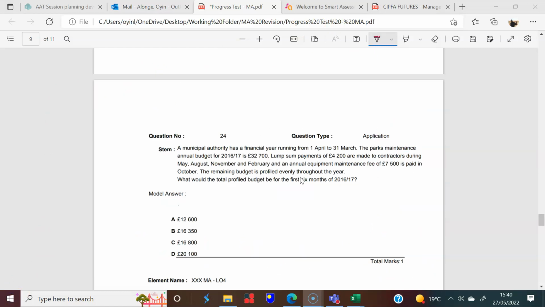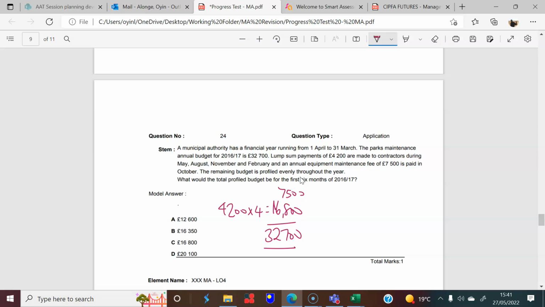Talk about profiled budget. So what you have here is a total budget of 32,700, let's put that as a total. And you have these lump sums, four of them, which as a total are 4,200 times 4, 16,800 in total. But also you have a maintenance charge of 7,500. So you have this.